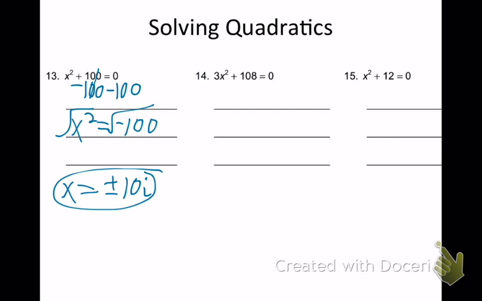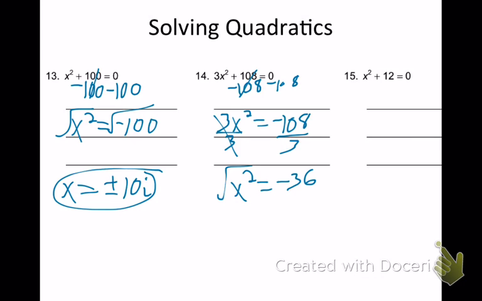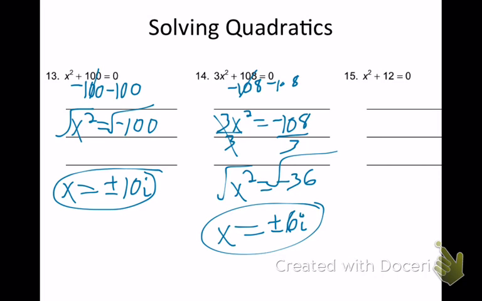14. 3x squared plus 108 equals 0. Walk me through it. King, what'd you do? Subtracted. Slow down there, Speed Racer. So you have 3x squared equals negative 108. Divide by 3. So I guess it's x squared equals negative 36. You take the square root, and then what'd you get for an answer? x equals plus or minus 6i.